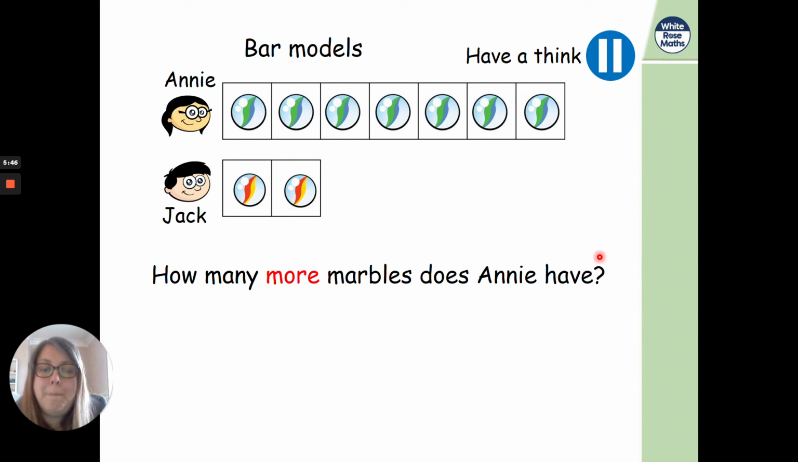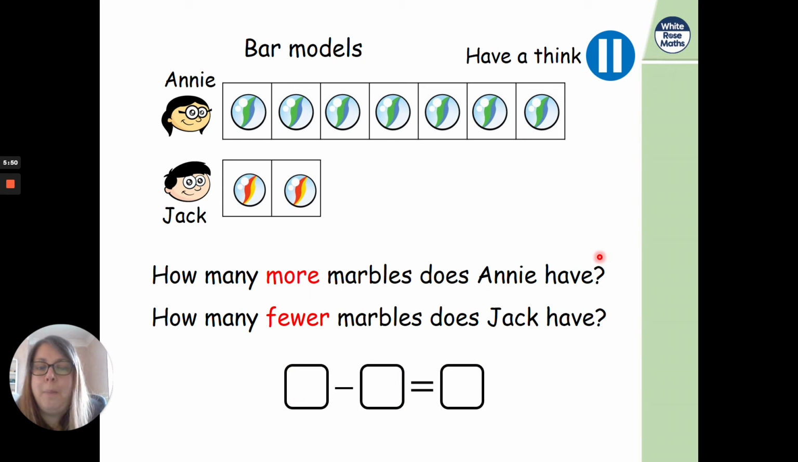How many more marbles does Annie have? So how many more marbles does Annie have? Let's work that one out first. Well done if you said that. There's the line just to help you. It is 5, isn't it? Okay, so Annie has 5 more marbles than Jack.